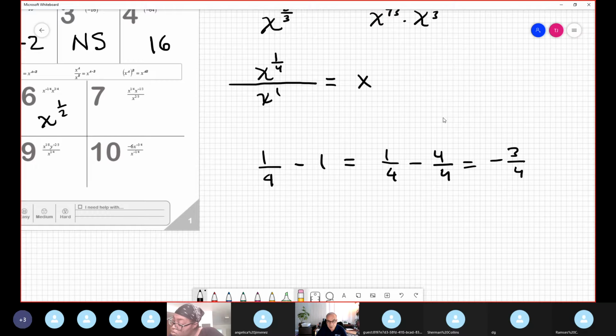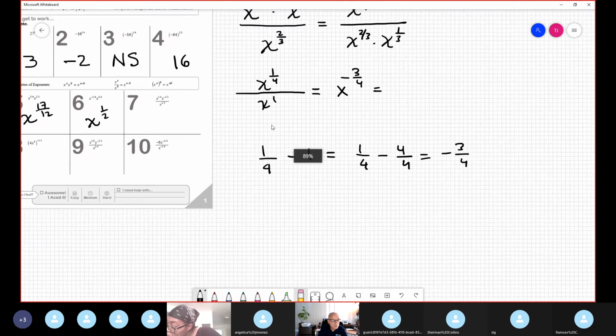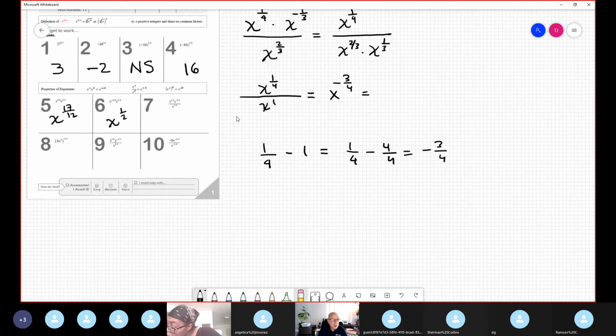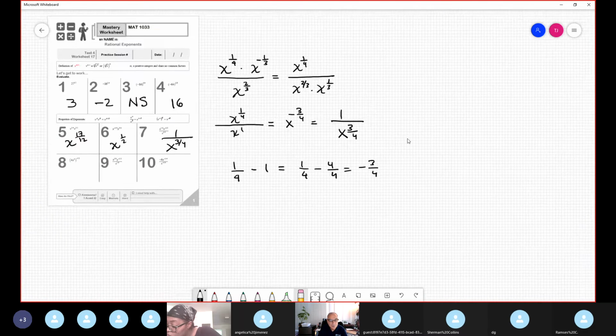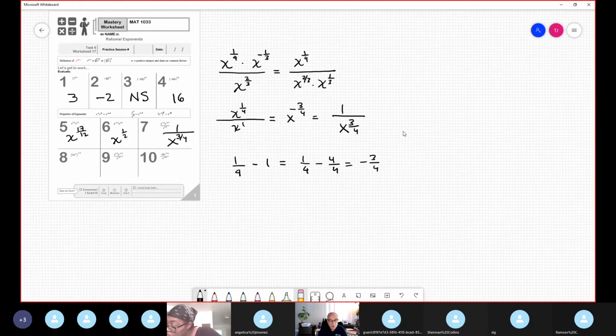And the answer is x raised to the negative 3 over 4, but you never leave it like that. Never is the final answer expressed using a negative exponent. No. Therefore, you convert to positive. How? You put it in the bottom, 3 over 4. The answer of this is 1 over x raised to the 3 over 4. That's number 7 problem.